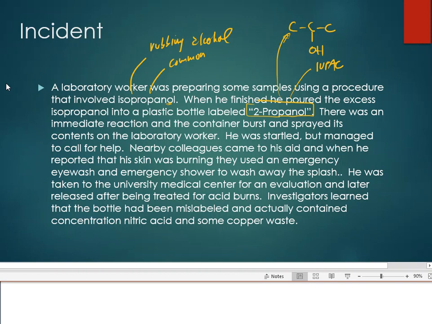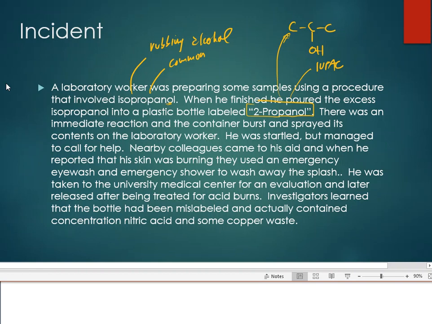He did not pour it into the wrong bottle. That's the way that it was labeled. It is 2-propanol, and there we go. It says there was an immediate reaction, and the container burst and sprayed its contents on the laboratory worker. He was startled, but managed to call for help.